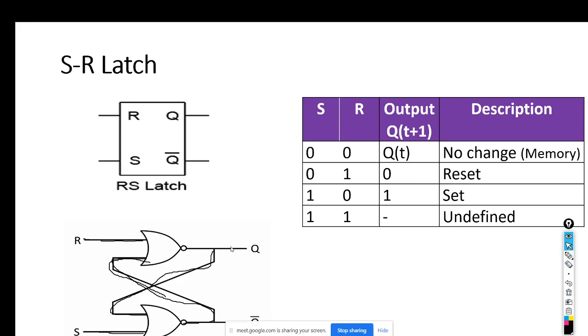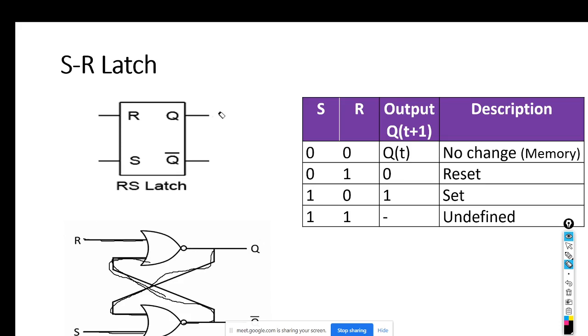Now that is the diagram, right? The diagram I will explain a little bit later. But anyway, you have the two NOR gates. Each one has one of the inputs as its input and the other one's output as its other input, and there are two outputs called Q and Q bar.